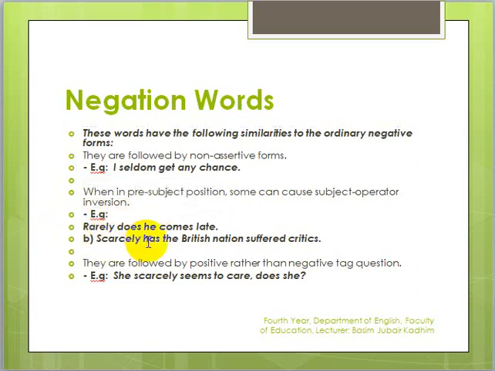Scarcely has the British nation suffered critics. Again, here is the subject-operator inversion. They are followed by positive rather than negative tag questions. Of course, why? Because they are negative. For example, she scarcely seems to care. This is a negative sentence. So should we put a positive or negative tag? Of course we will put a positive tag question: does she? And so on and so forth.